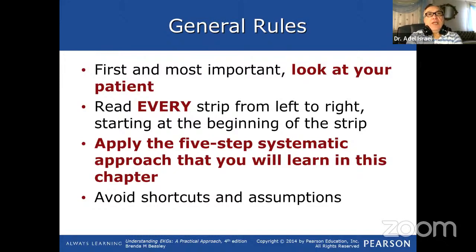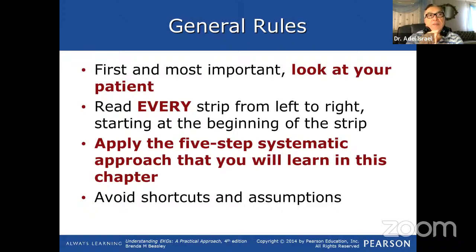As I told you, we have a wonderful book, and this wonderful book gives you how to approach whatever strip in the world. What should you know? We have what we call the 5-step systematic approach.